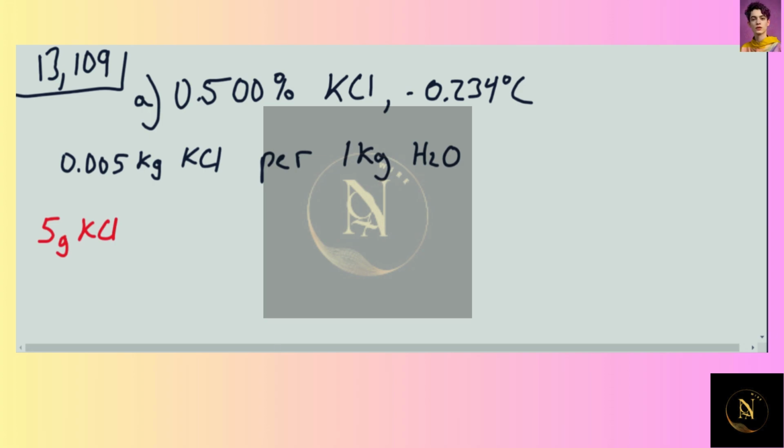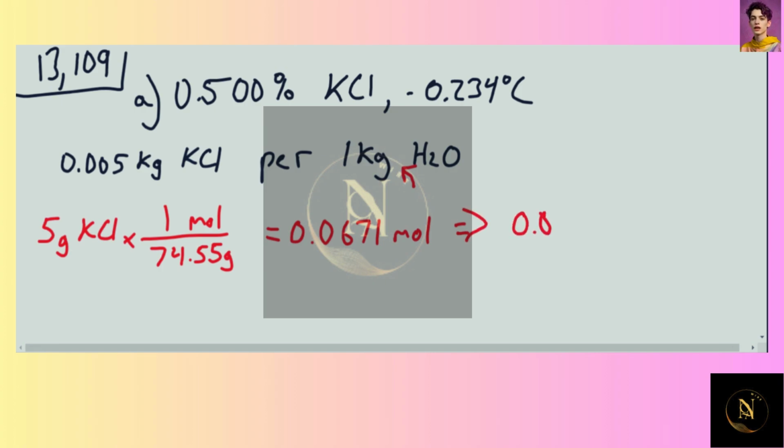And we can convert that to moles by dividing by the molar mass of KCl, which is 74.55. And that gives us a value of 0.0671 moles. Since we set our value of water at 1 kilogram, that means our value for molality is the same as what we have for the moles.